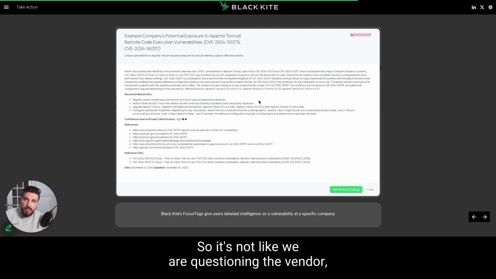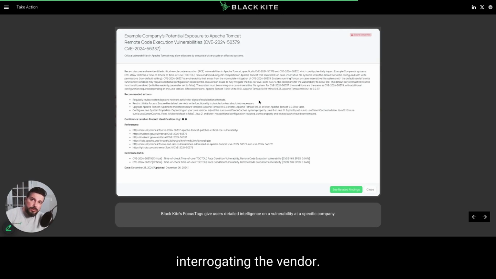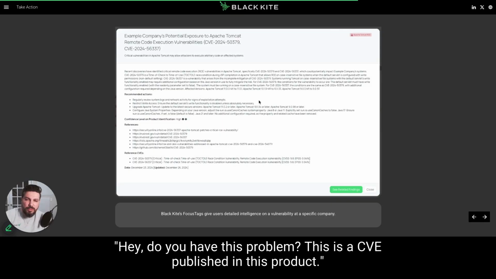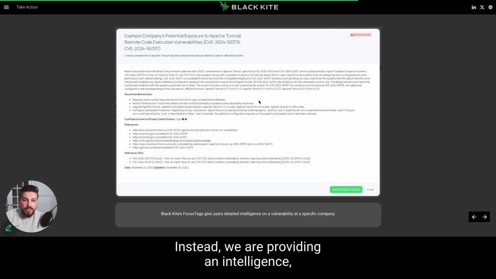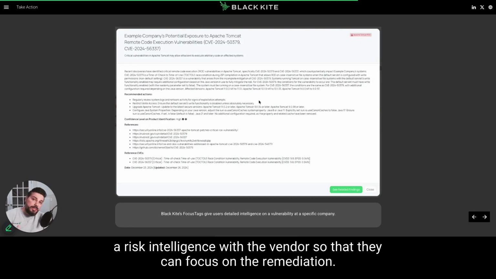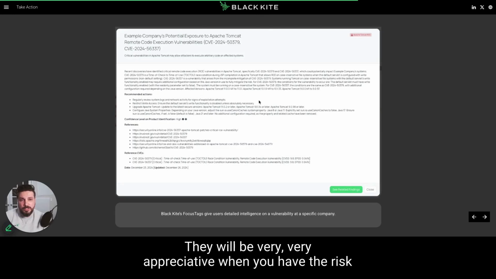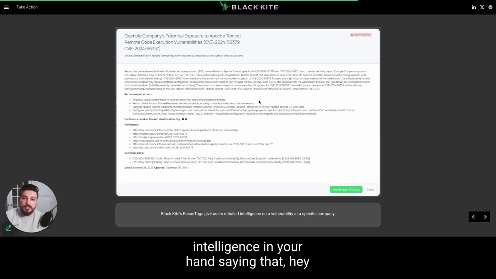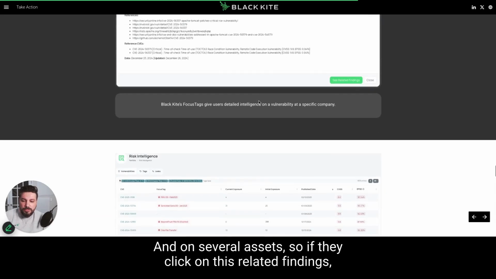So it's not like we are questioning the vendor, interrogating the vendor: "Hey, do you have this problem? This is a CVE affecting this product." Instead, we are providing risk intelligence to the vendor, so that they can focus on the remediation. They will be very appreciative when you have the risk intelligence in your hand, saying, "Hey, there's a CVE, there are these problems, and on several assets."